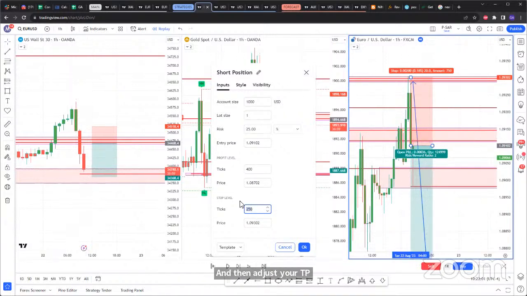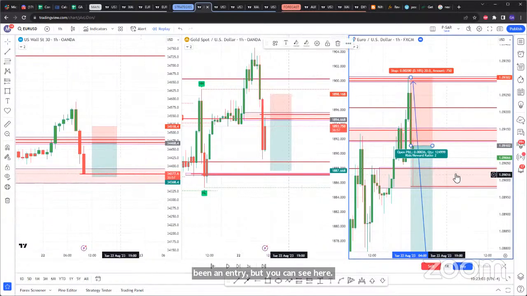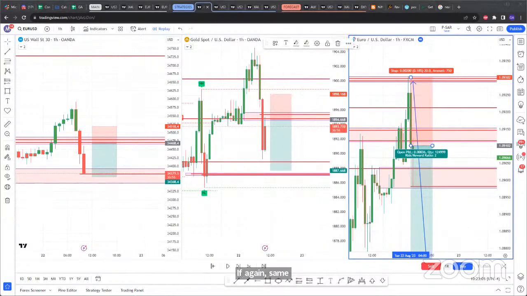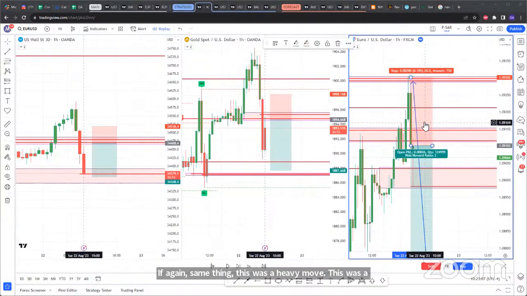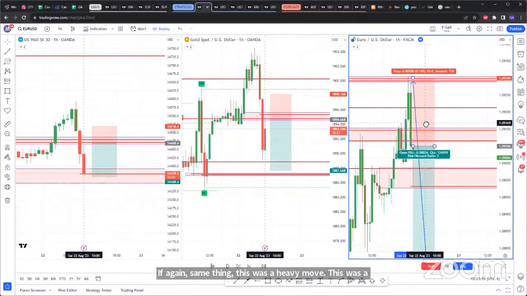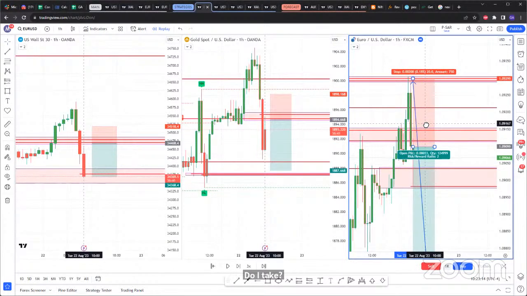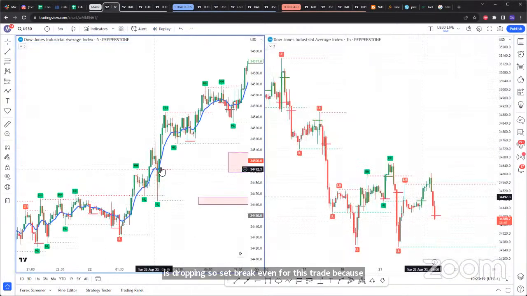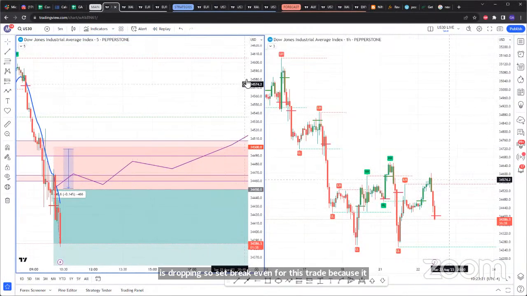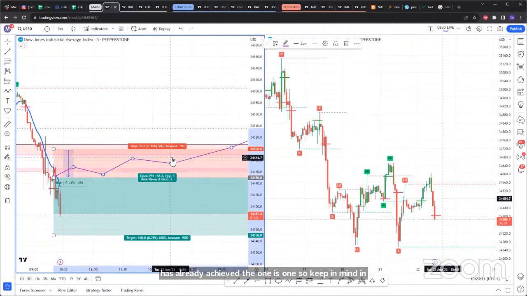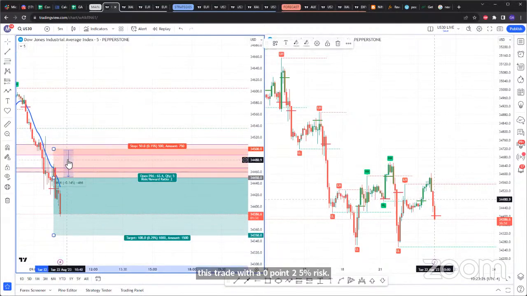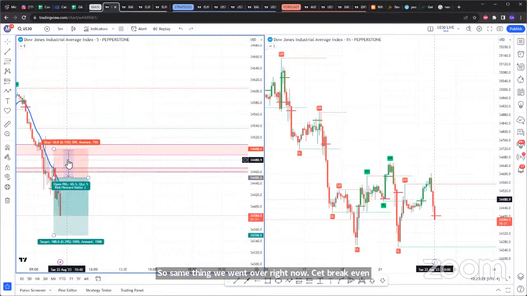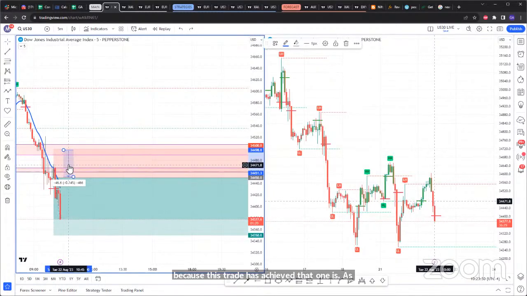But you can see here, again, same thing, this was a heavy move. This was a heavy move down. So in this instance, I had a decision to make. Do I jump in with the whole 0.25%? And US30 is dropping? So set break even for this trade, because it has already achieved a 1:1. So keep in mind, in this trade with a 0.25% risk, same thing we went over right now. Set break even because this trade has achieved a 1:1 risk to reward.